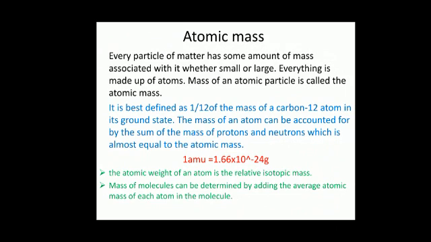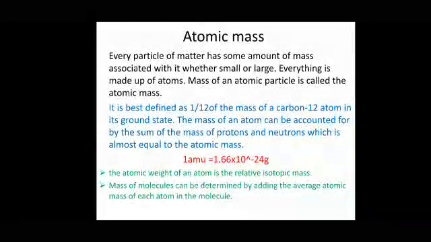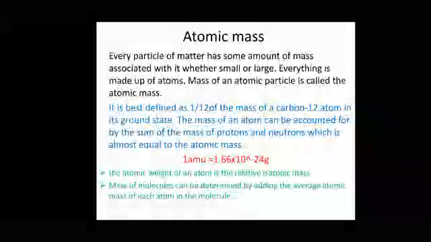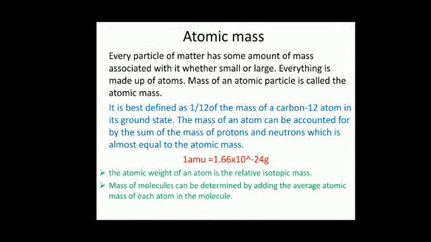Every particle of matter has some amount of mass associated with it, whether small or large. Everything is made up of atoms. Mass of an atomic particle is called the atomic mass. It is best defined as 1/12 of the mass of a carbon 12 atom in its ground state.